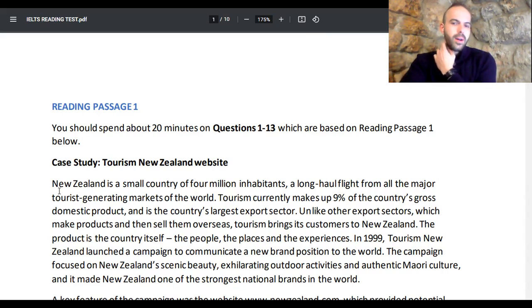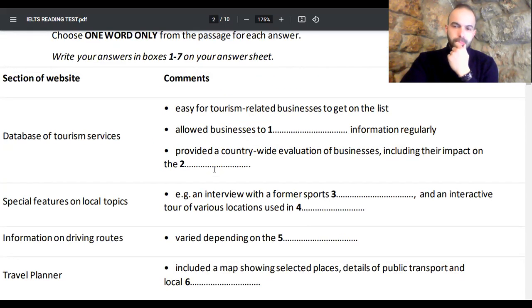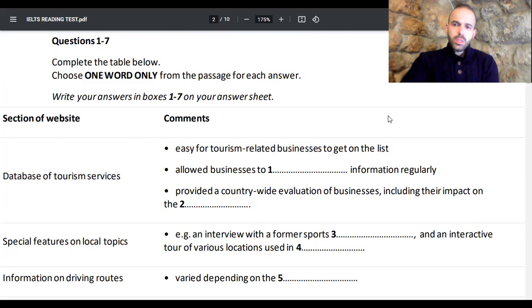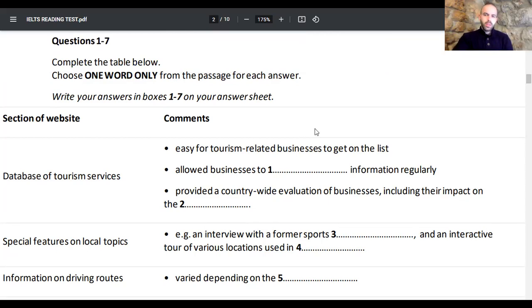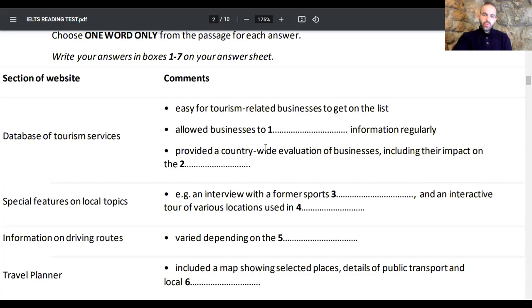As you can see in here, we have reading passage 1, case study: tourism New Zealand website. And we have fill the blank in here. So let me try to minimize this because it's taking some space. I'll have to mute this one here. So we have the section of website and we have the comment section here. It says to complete the table below, choose one word only from the passage for each answer. Write your answers in boxes 1 to 7 on your answer sheet. So we have, as you can see, from 1 to 7 that you need to fill in.